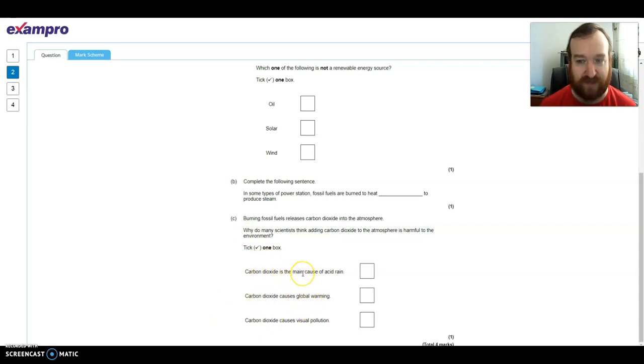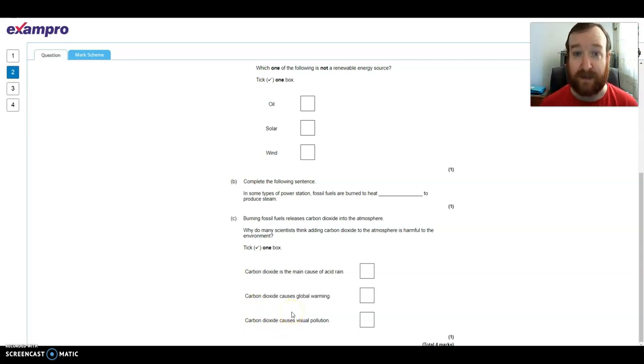Carbon dioxide is the main cause of acid rain. Carbon dioxide causes global warming. Carbon dioxide causes visual pollution. Carbon dioxide, it's not the main cause of acid rain. Okay, those would be sulfur oxides and nitrogen oxides. Okay, carbon dioxide is invisible, you can't see it.